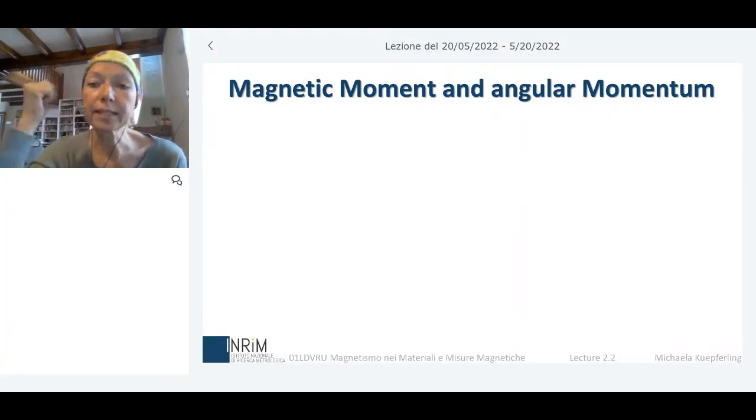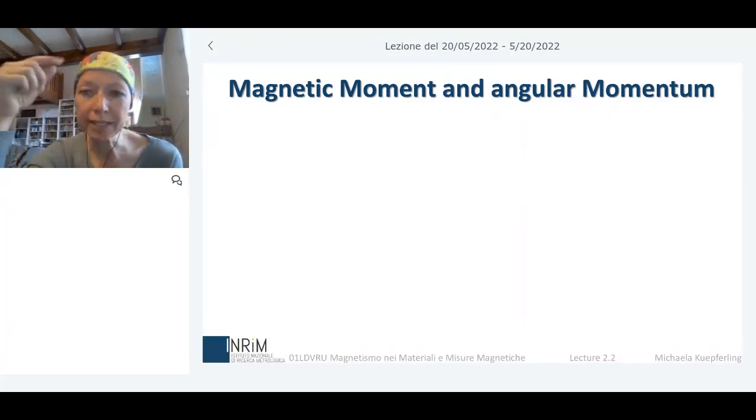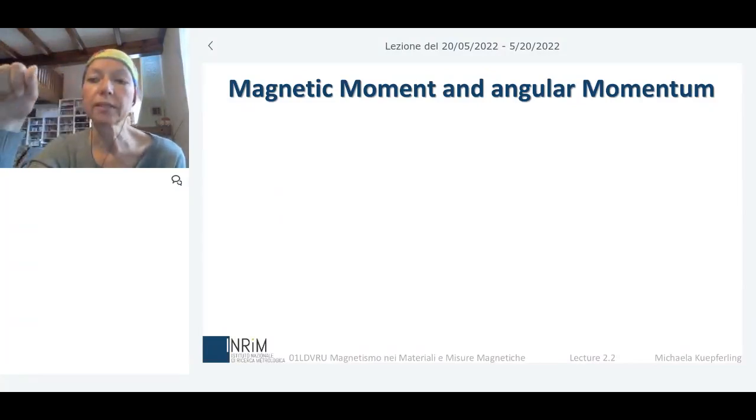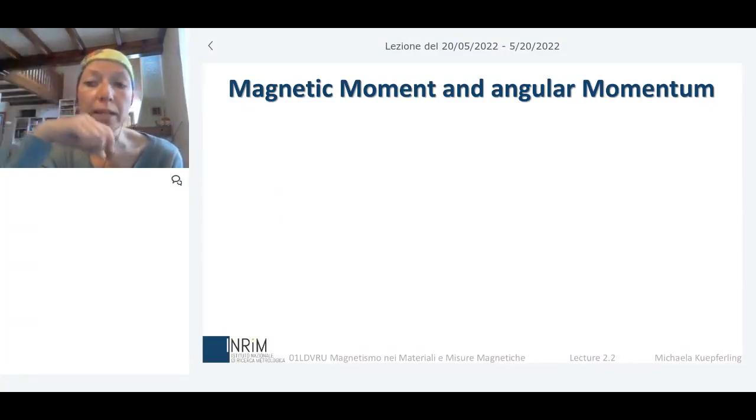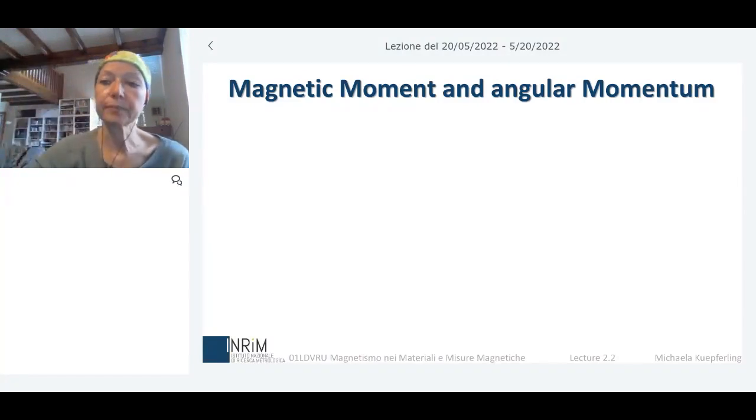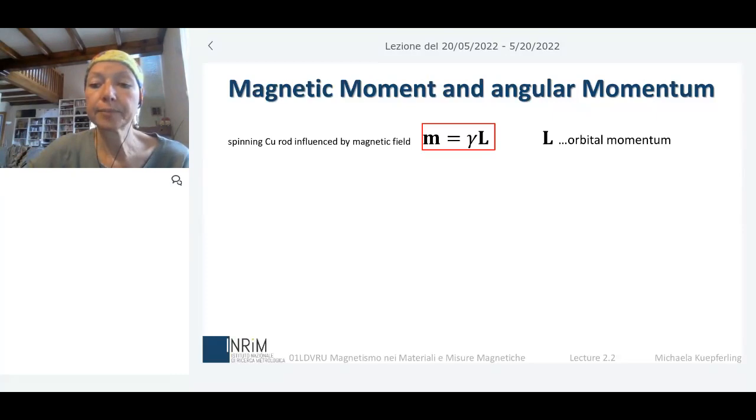So it's clear that somehow a magnetic moment is related to an electron orbiting, so to an angular momentum in some way. And this relation was already known, because it was also known that a copper rod that is spinning is easily influenced by a magnetic field.